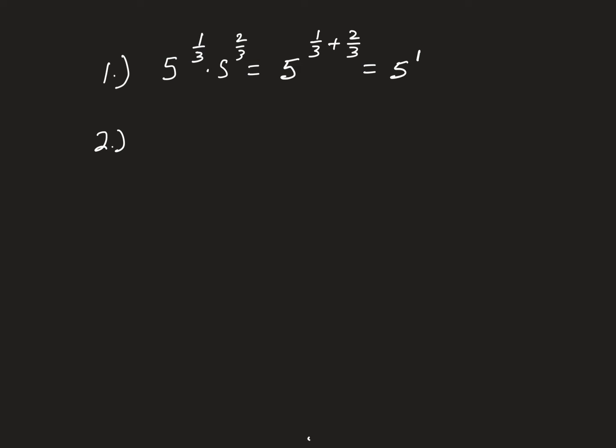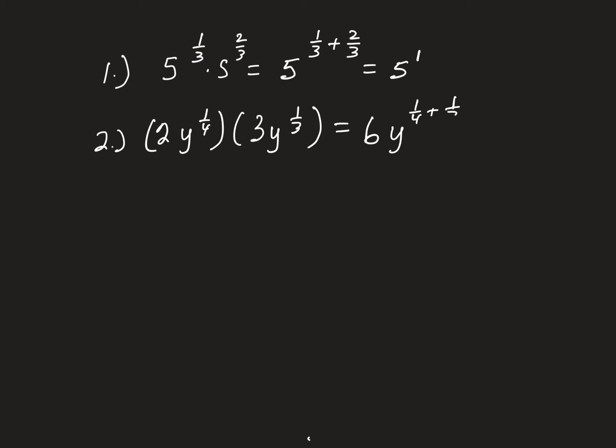Number 2, we have 2 times y to the 1/4, and you have 3 times y to the 1/3, equals 2 times 3 is 6. And now you have y to the 1/4 plus 1/3. So what you're going to have to do is find a common denominator and add them. This will be 6y to the 7/12.